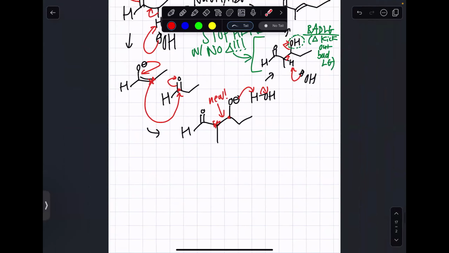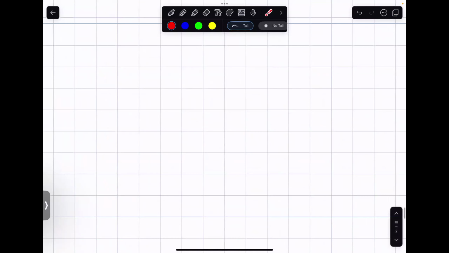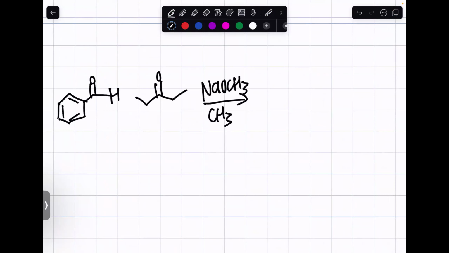So that's self aldol. Let's look at mixed aldol. I'm going to give you a mixed aldol that gives you one product, because I don't think the DAT is going to test you for 4 different products, 8 different products. I'm going to have you choose the nucleophile and electrophile, and predict the product as well.